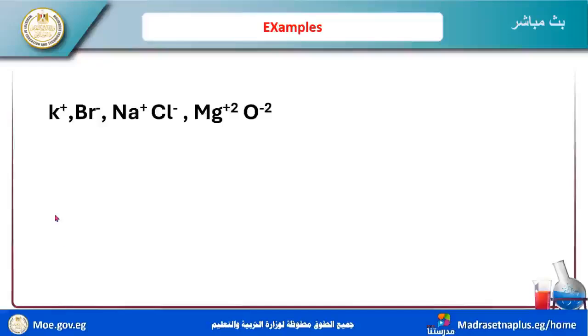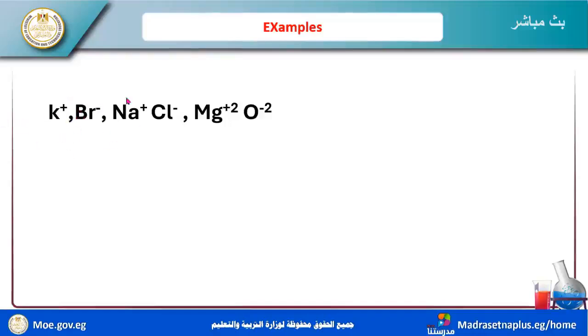K +1, the atomic number is 19. When we write the electronic configuration of potassium, it is 4s1. Bromine is 3s2 3p5, sorry, 4s2 3d10 4p5. Now we have Na positive, Cl negative, Mg +2, oxygen -2, potassium and Br.